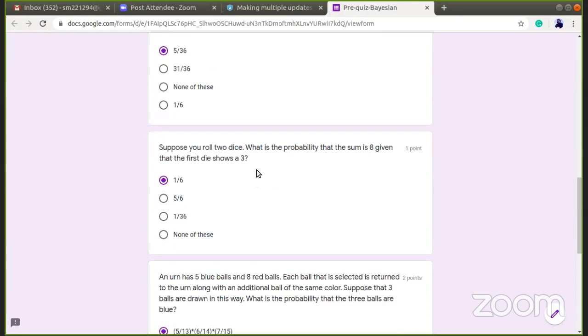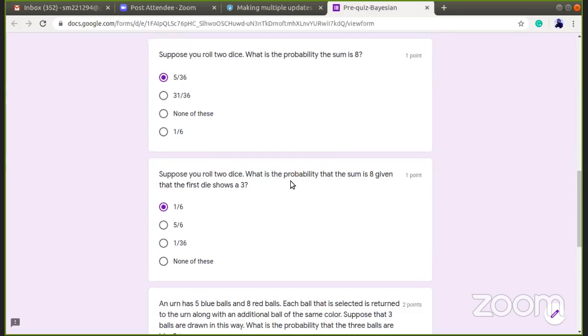Now if we add a condition in this question, then the answer will definitely change, because now we have to find the sum is 8 given the first die shows a 3. In that case the only true case, the numerator, will be 3 5. So 1 upon 36, and the first die shows a 3, that will be 6 cases in total, 6 upon 36. So 1 upon 36 by 6 upon 36 results in 1 upon 6. I think that should be the right answer.